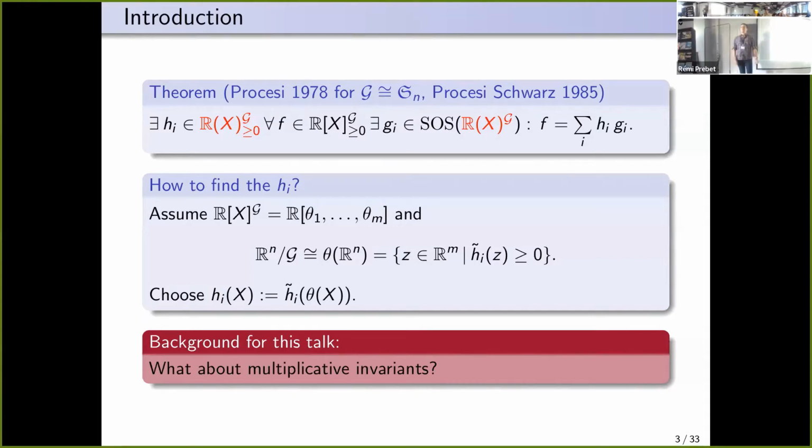Can I ask a question? Yeah. Are you saying the orbit space is a basic semi-algebraic set? Not always, no. Not true. In this result of Procesi and Schwarz, it actually is. But you wrote it looks like.